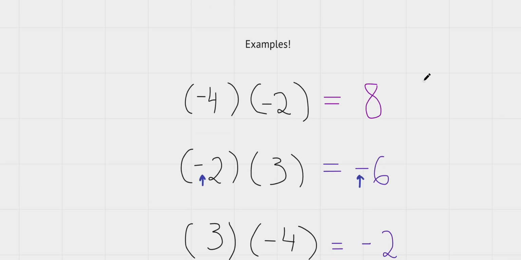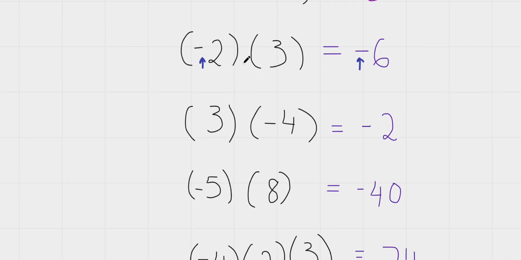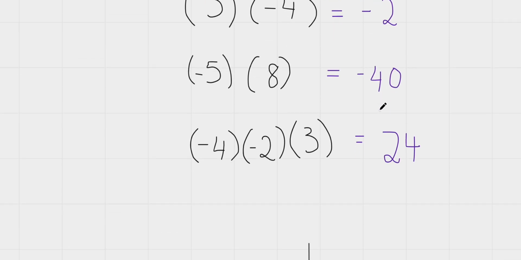So let's look at some examples. We did this one. Here we have -2 times 3. Because it's negative times positive, the answer is going to be negative. So -2 times 3 is equal to -6. Positive times negative is equal to negative, so 3 times -4 is equal to -12. -5 times 8, again, negative times positive is equal to negative, and so the answer is -40.